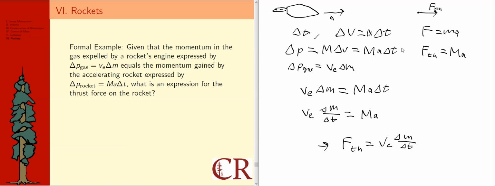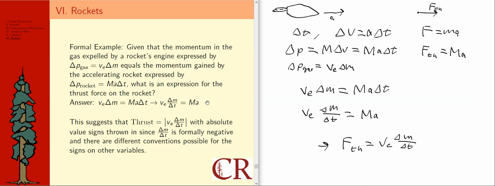Now, you might recall on the key concepts page, I had an absolute value there, so I don't know if I can argue how that came out here. Maybe the slide will say something. It does kind of the same thing, getting the result that we just had, and then says the thrust is that with absolute value signs thrown in, since delta M over delta T is formally negative. I think what that means is that if you're defining it mathematically, it's negative because you're burning up mass, which means it's a negative rate.